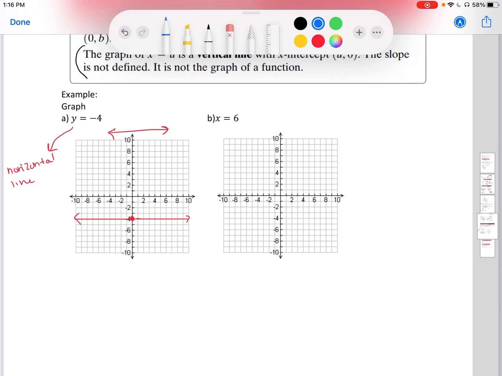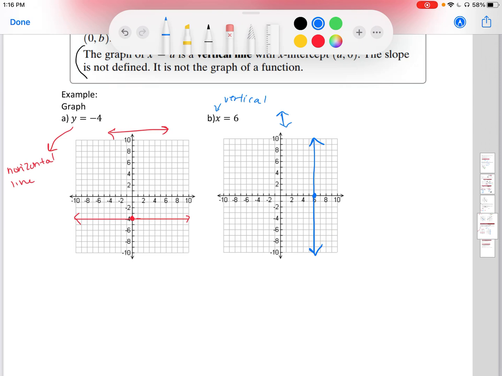Now here we have a vertical line at x equals 6. So it's a line that goes up and down. So I want to go up and down at +6. Is it here? No, well that's -6. So that's not it. We want a line at +6. So we label 6 and we go ahead and draw our vertical line. And there we have it.